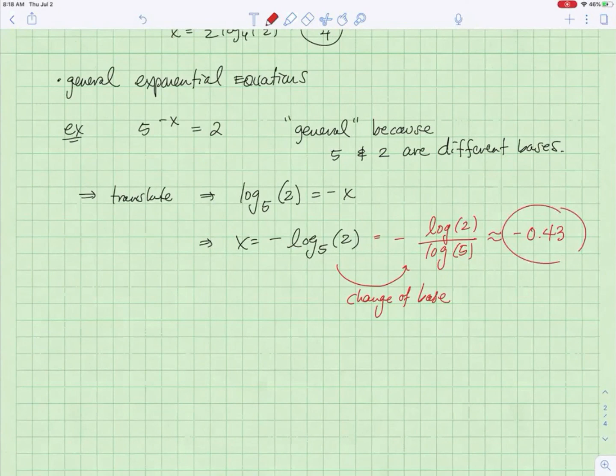And we had to really use the calculator there simply because 5 and 2 were different bases. So unless you want a general expression here, this 5 and this 2 aren't going to have anything in common that are going to allow us to simplify that by hand or analytically, as it were.